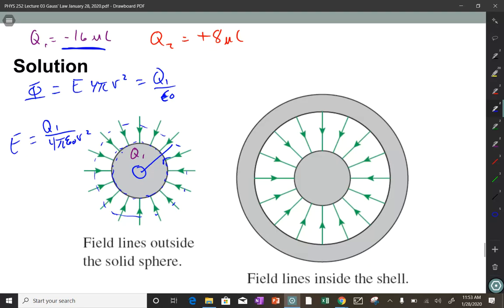Now, let's look at the lines. What's happening to the space between the lines here compared to here? Further out, they're slightly bigger. What does that mean?